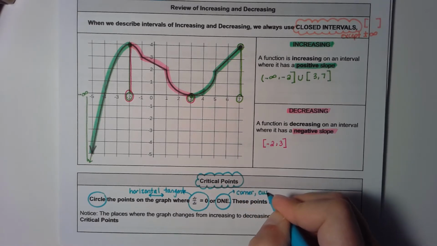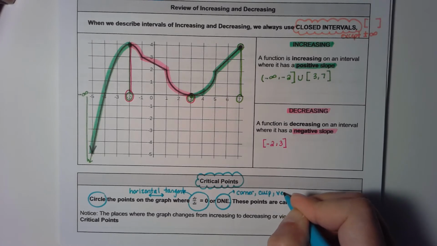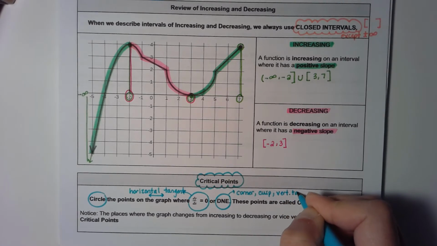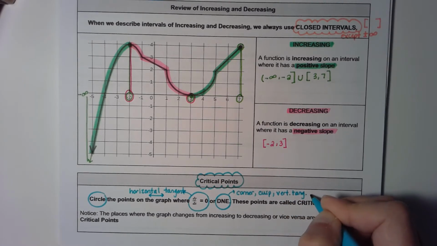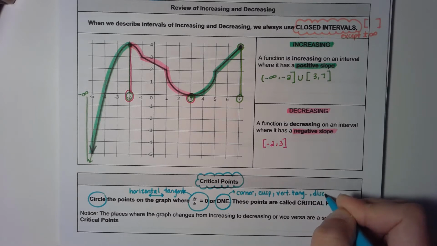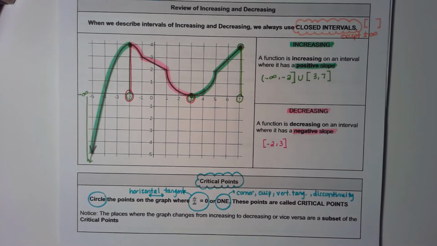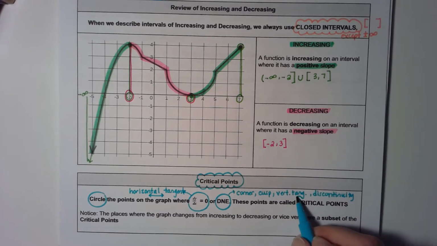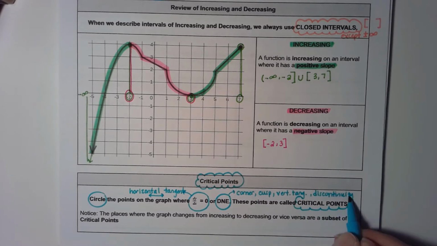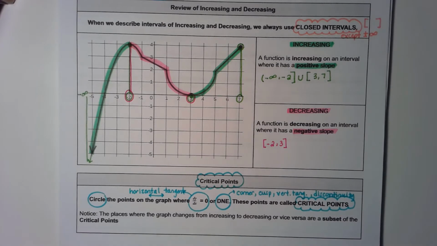cusp, vertical tangent, or discontinuity. So if I were to circle those points on this graph, all of those points are called critical points. Critical points are the places where the derivative either is equal to 0 or does not exist.